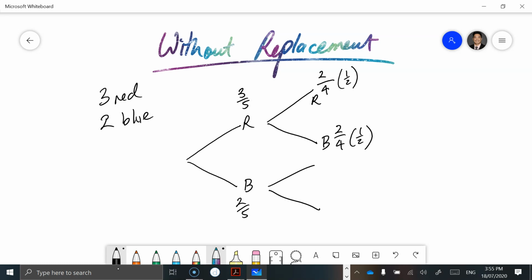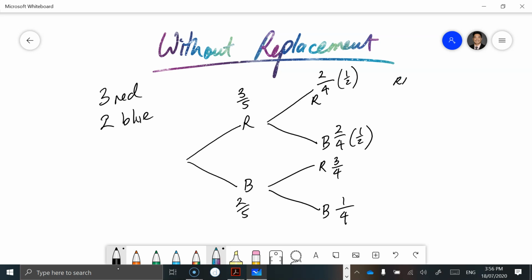If you have taken out a blue first and you haven't replaced it, then you still have 3 reds remaining out of the 4 counters that you have left over. There's nothing to reduce or simplify that fraction. And then if we were to choose a blue the second time round, because you've already selected one the first time, out of the 4 counters that are left, you only have 1 blue available, which is a 25% chance of getting a blue next and a 75% chance of getting a red next, provided you have selected blue first.